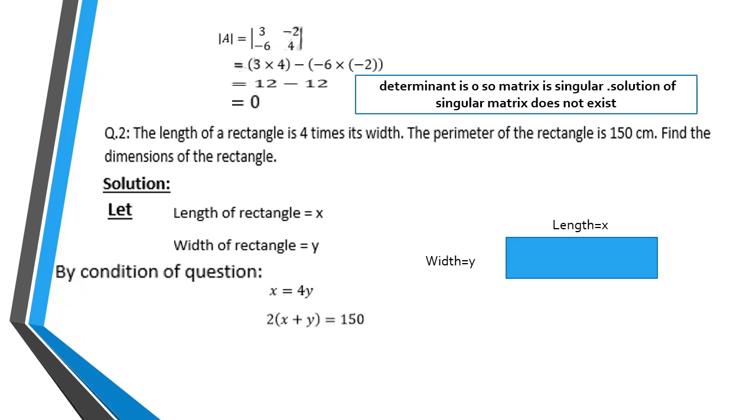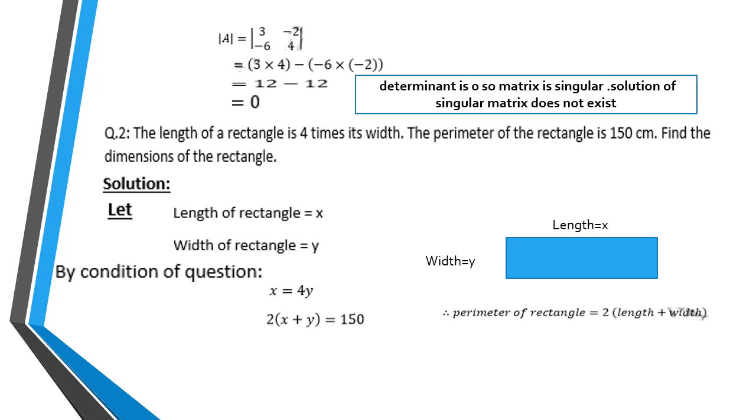By the condition of the question, the perimeter of the rectangle is 150 cm and the length of the rectangle is 4 times its width. The width is y, so 4 times its width means x is equal to 4y. Perimeter of a rectangle is equal to 2 into (length plus width). Now here the length is x and the width is y. So 2 into (x plus y).